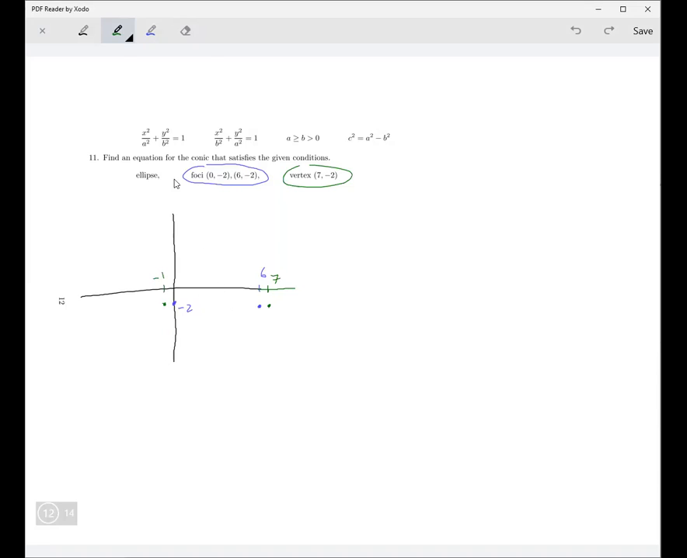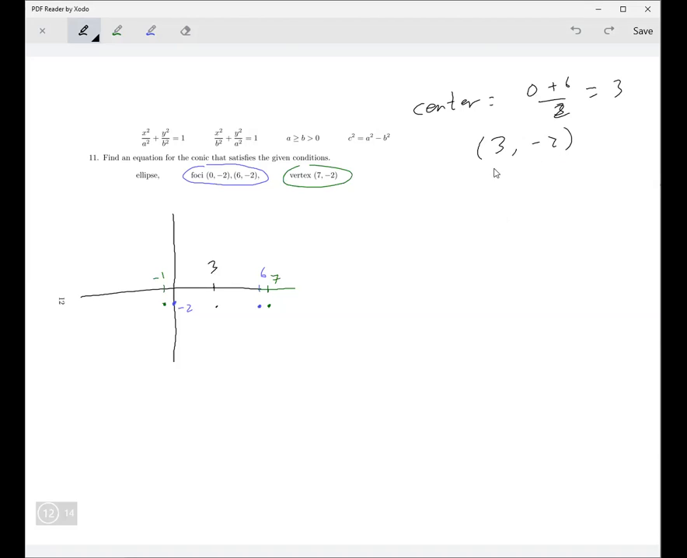Although that's not that important, the center is going to be the average of these two, the two foci. Okay, so 0 plus 6 over 2 gives you 3. So the center will be here at 3, or 3 comma negative 2.